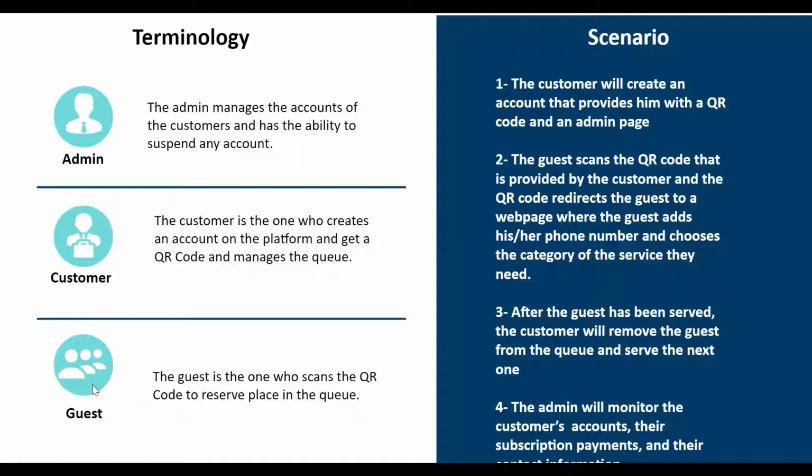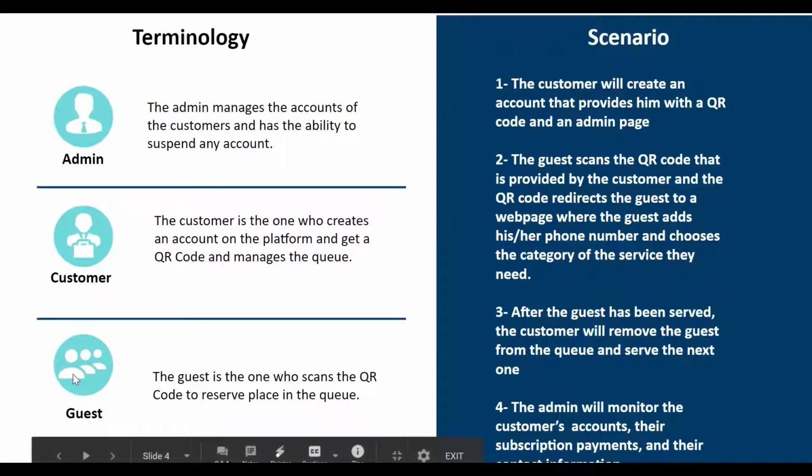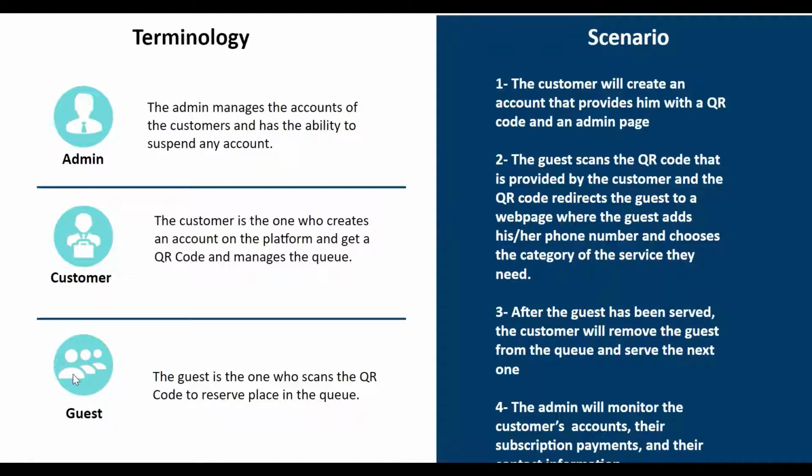Here's a simple scenario to clarify the idea more. The customer will create an account that provides him with a QR code and an admin page. The guest then scans the QR code that is provided by the customer, and the QR code redirects the guest to a web page where the guest adds his or her phone number and chooses the category of the service they need. And then after the guest has been served, the customer will remove the guest from the queue and serve the next one. The admin will monitor the customer accounts and their subscription payment and their contact information.